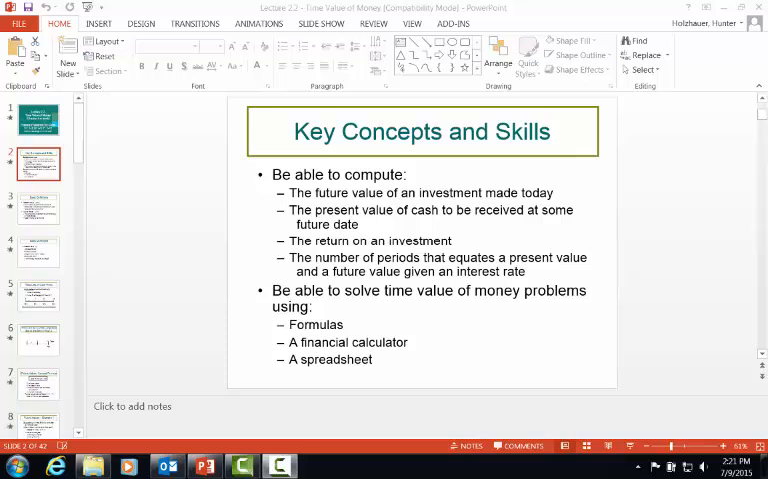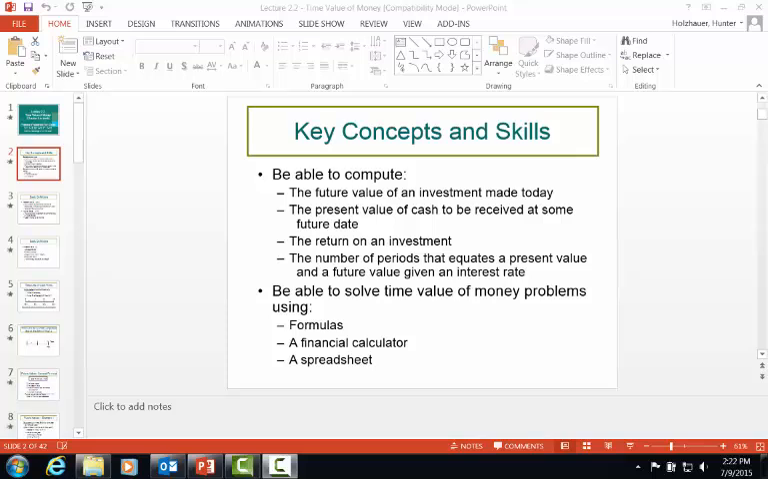Now, in order to be able to mathematically work that question out, we have to first develop some key concepts and skills. There are 4 different buttons on your calculator in the time value of money row, which I'll show you in just a second. They are the future value, present value, the I button and the N button, or the interest and the periods per problem.